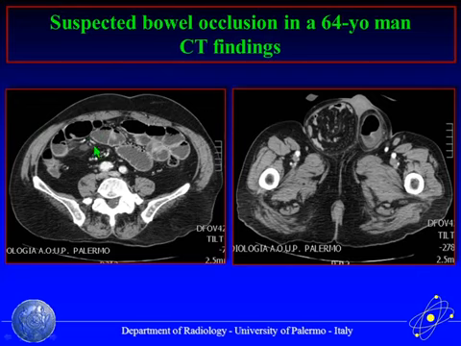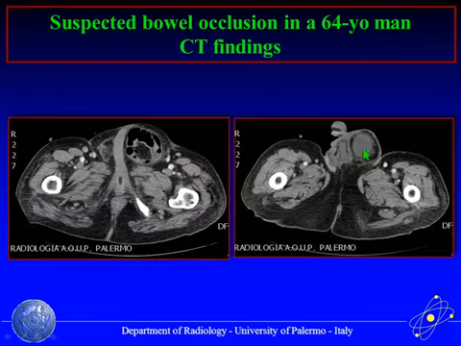The CT scan of the same patient demonstrated the same thing, with the abdominal loops of bowel dilated with some fluid, air fluid levels, and the bilateral hernia, right side and left side, with bowels herniated.